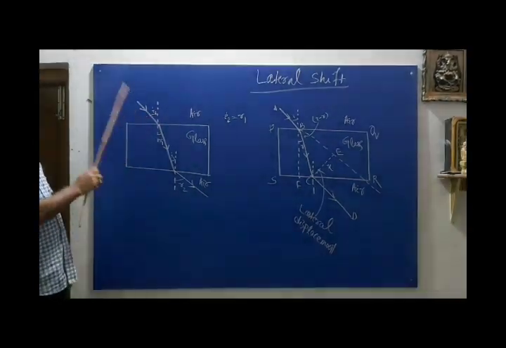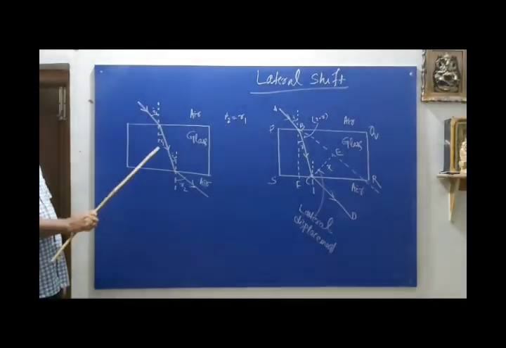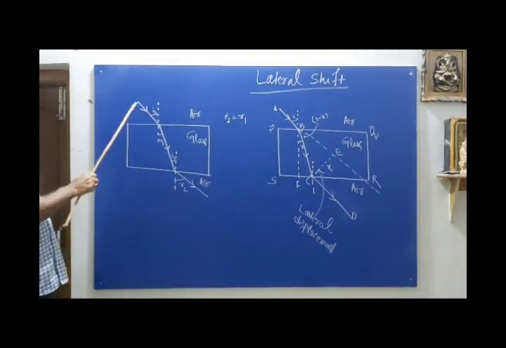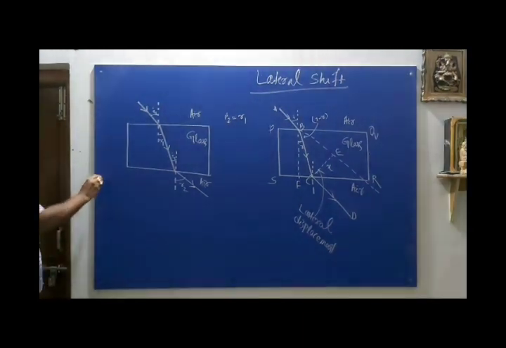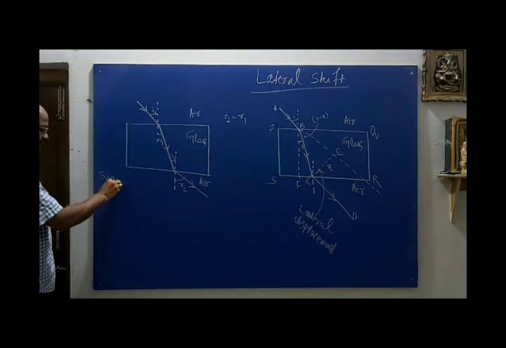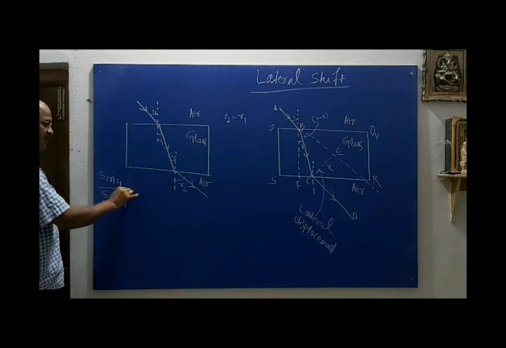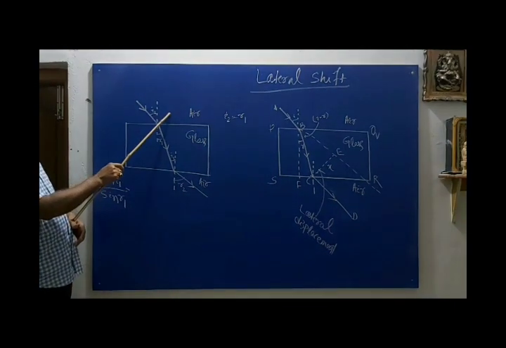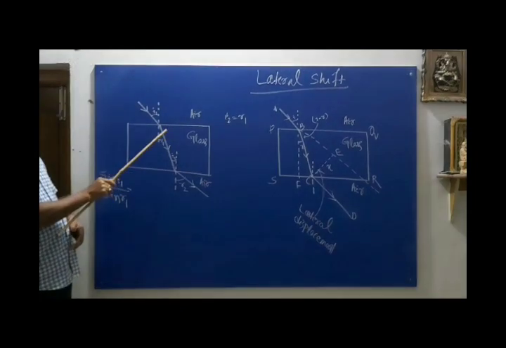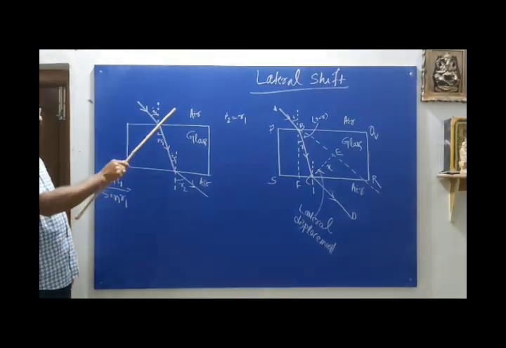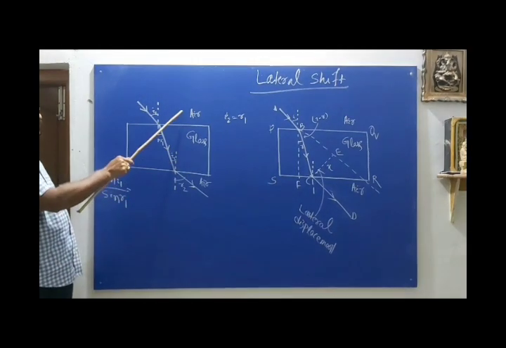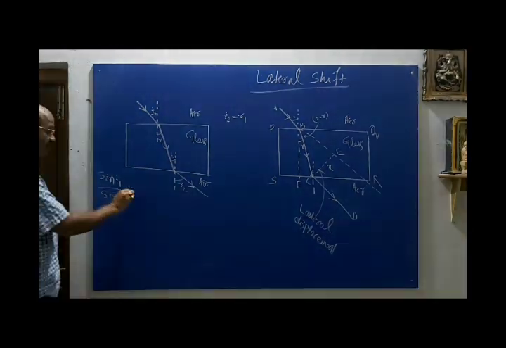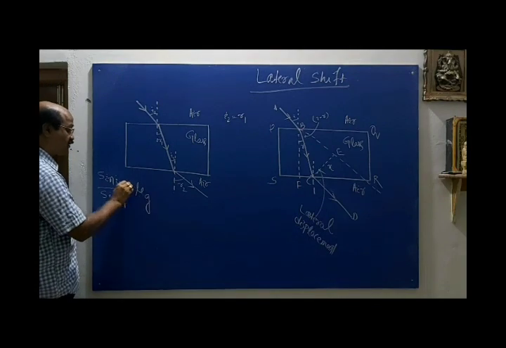For the first refracting surface, we apply Snell's law. Sin I1 by sin R1 is equal to the refractive index of the second medium, the medium in which the refracted ray travels, with respect to the first medium, that is, mu g with respect to a.